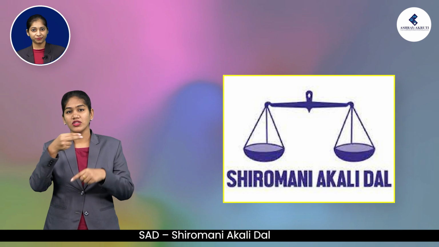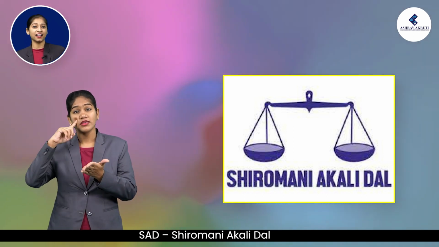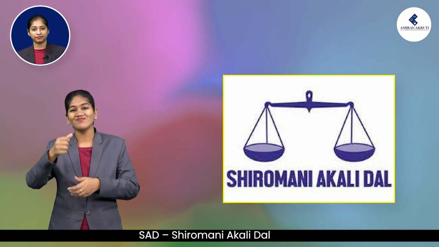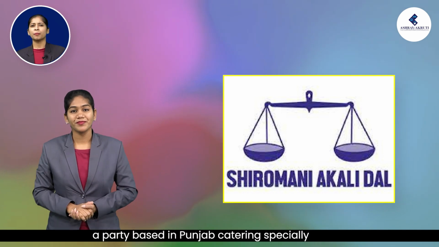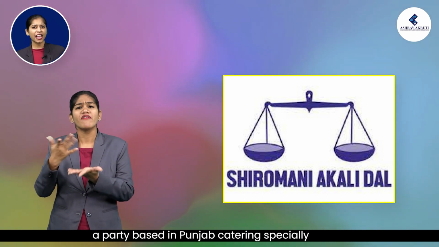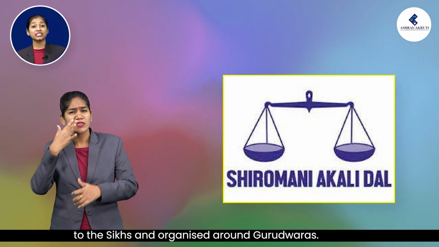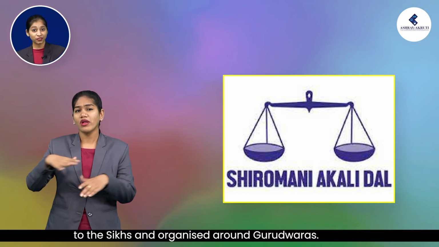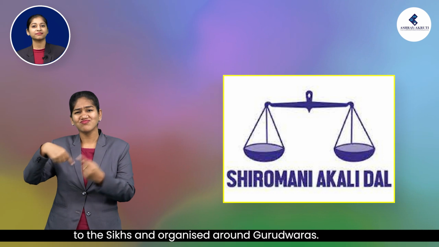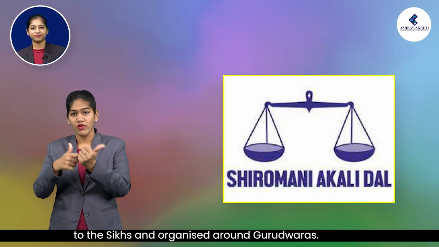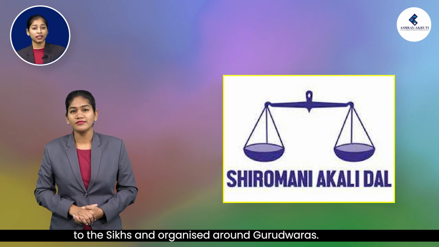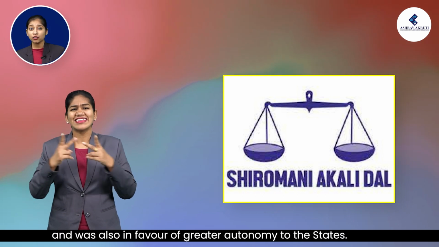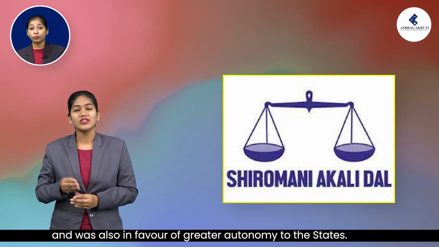SAD, Shiromani Akali Dal, a party based in Punjab, catering specially to the Sikhs and organized around Gurudwaras. It therefore had a semi-religious character and was also in favor of greater autonomy to the states.